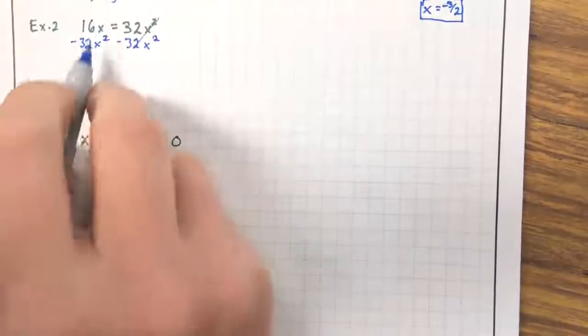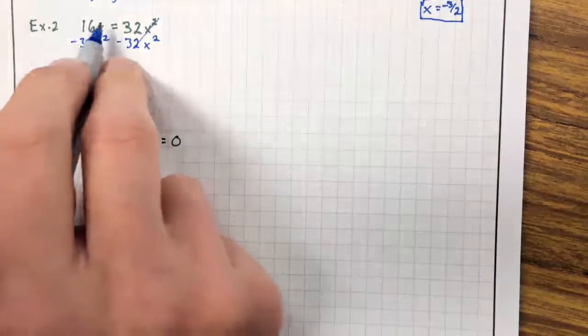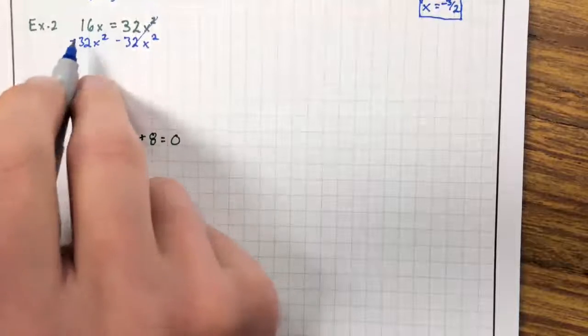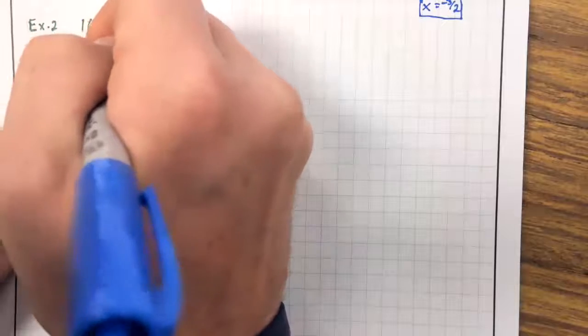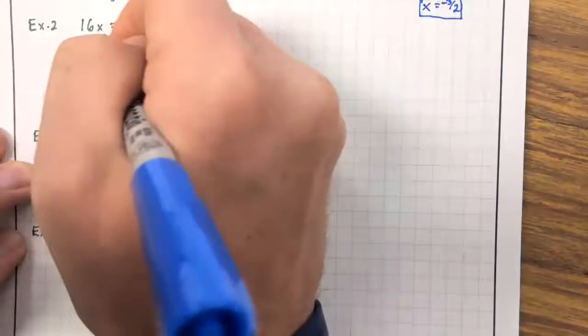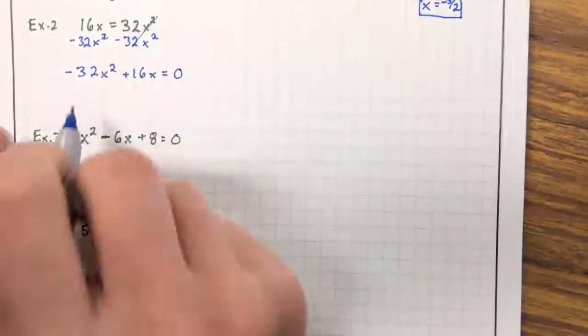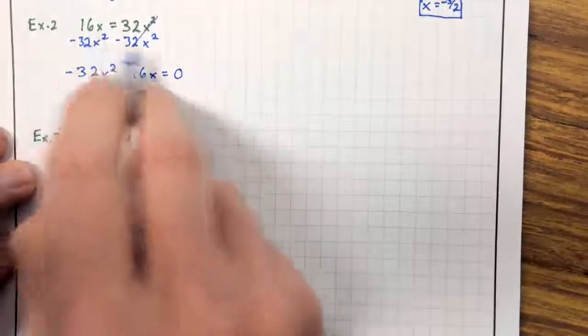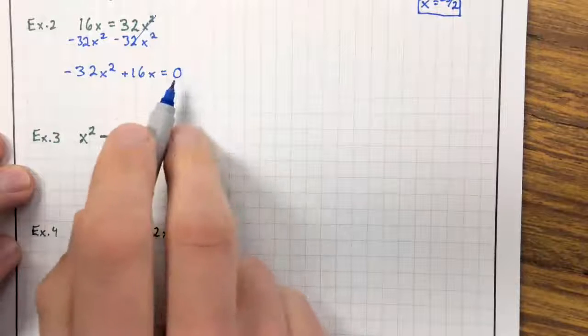Now be careful. These are not like terms. We can't combine x's with x squareds by addition and subtraction. So the only thing I could do is rewrite this equation. It would be negative 32x squared plus 16x equals 0. You could also have subtracted 16x and moved it to this side, but again, just preference, I like to make the right-hand side equal to 0.